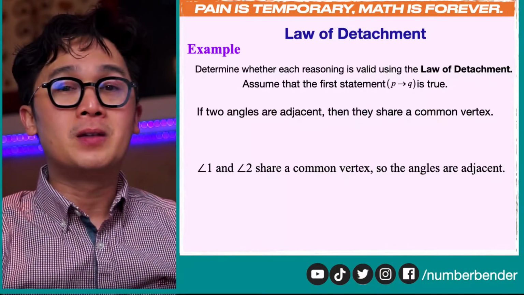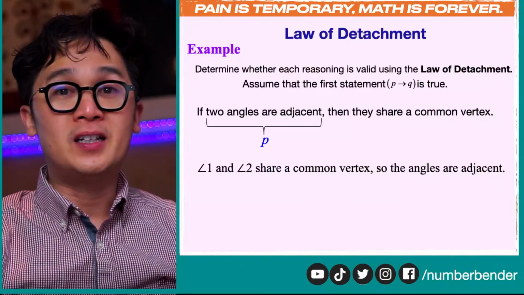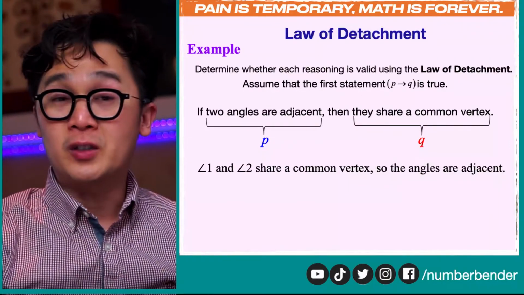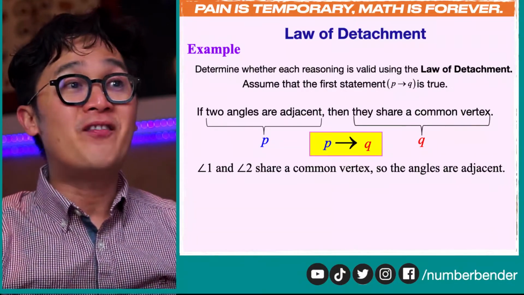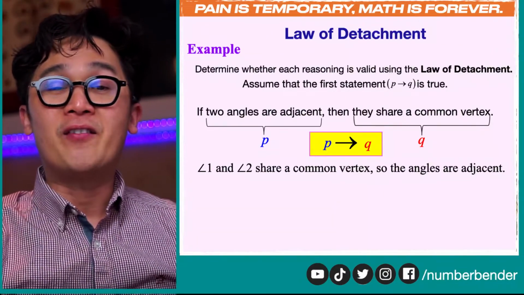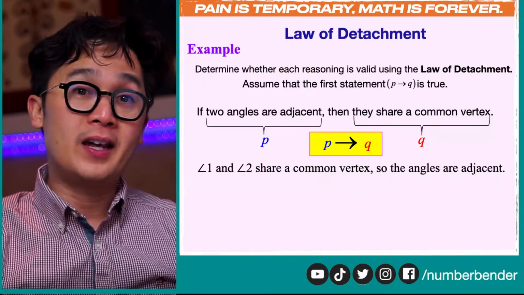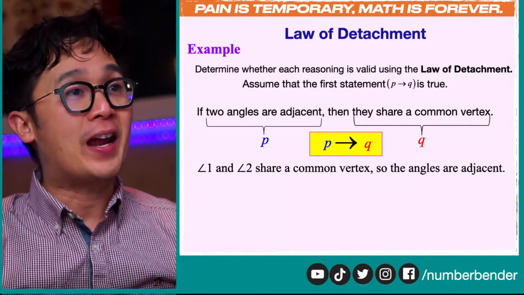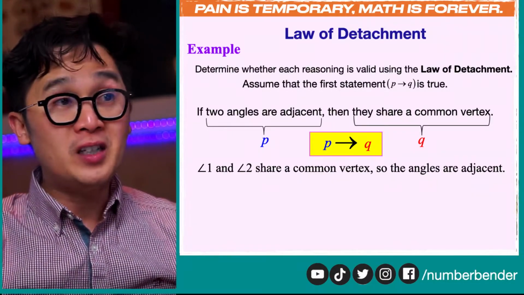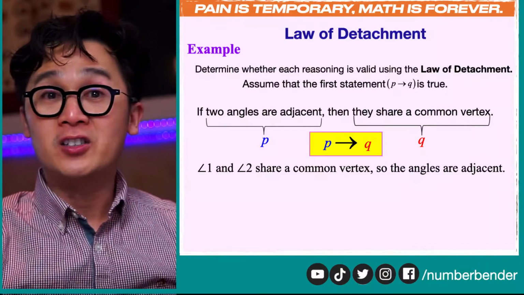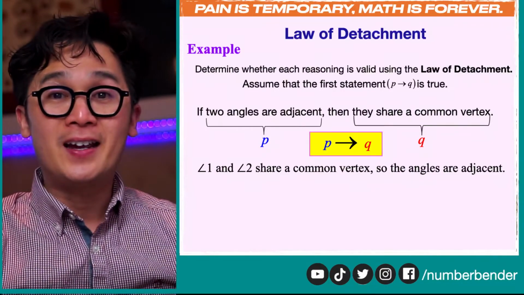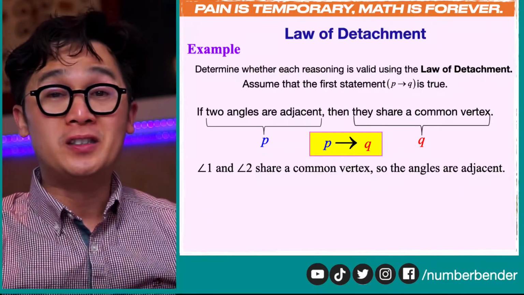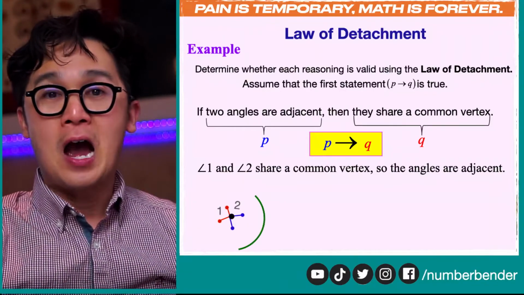And from here, using P, our hypothesis that two angles are adjacent, and Q, sharing a common vertex, which is our conclusion, and this is in the form P then Q, let's see if the example statement down below is a valid argument for this statement. Our example is that if angle 1 and angle 2 share a common vertex, then the angles are adjacent. So let's see if this particular example is a valid conditional statement using the law of detachment. How are we going to do that?